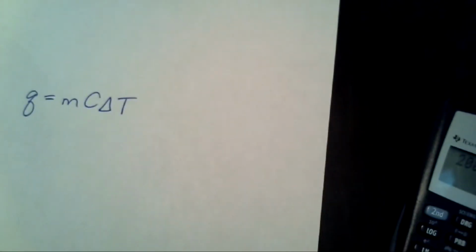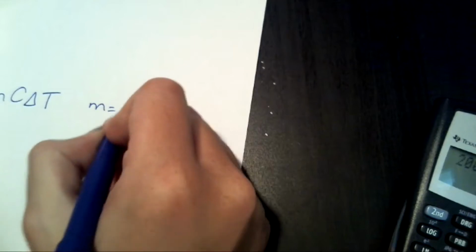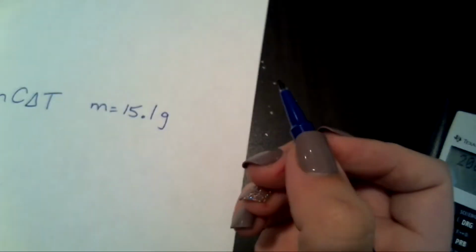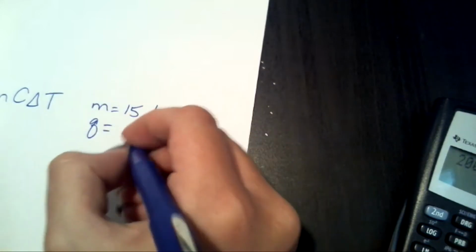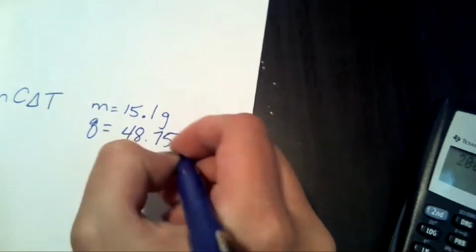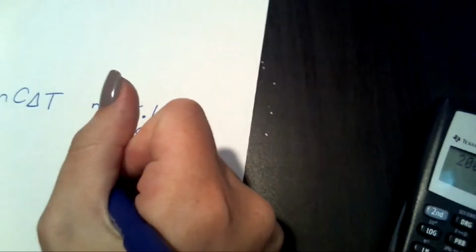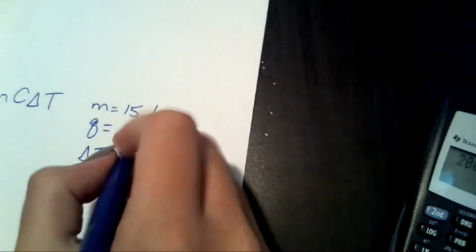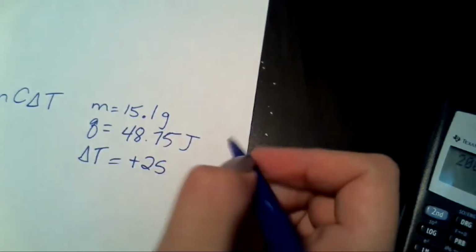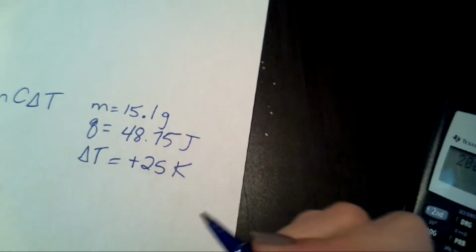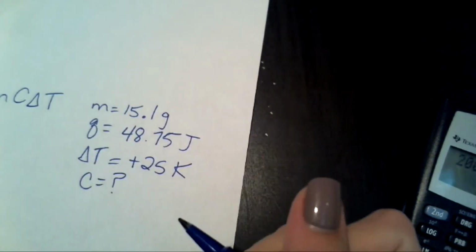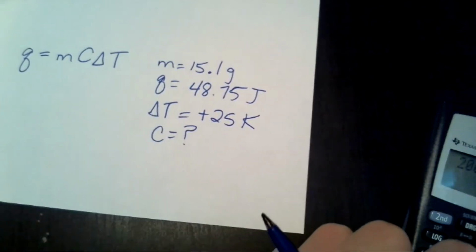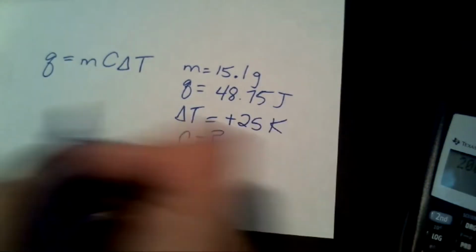The question says the mass was equal to 15.1 grams. It absorbs heat, 48.75 joules to be exact. And the temperature increases. The change in temperature is a positive 25. It is increasing by 25, and that is in Kelvin. What is the specific heat capacity of the metal? They want to know what is the value of C. So I'm just going to plug in everything I know.